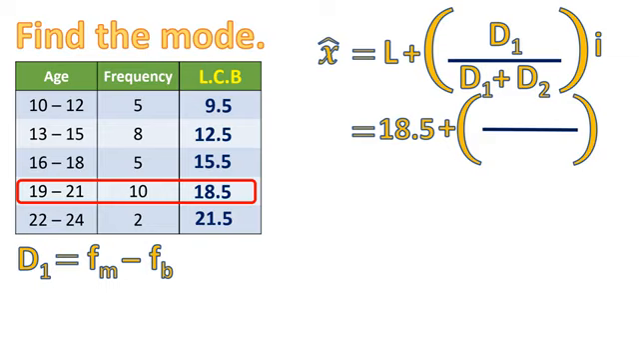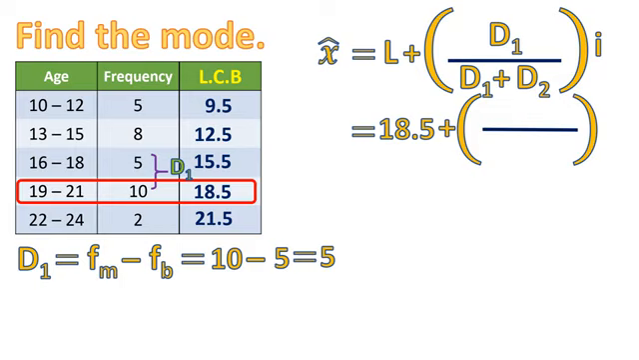Sometimes the given data is from bottom to top. That means the frequency before the modal class is actually below that. But in this case, it is given from top to bottom. So that means the frequency before the modal class is on top. So this is actually the D1, and we're going to find the difference of these two. So let's substitute. 10 minus 5 is 5.